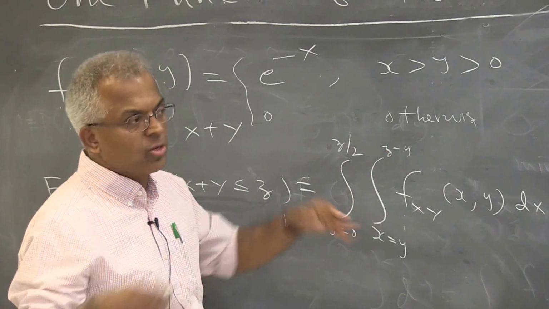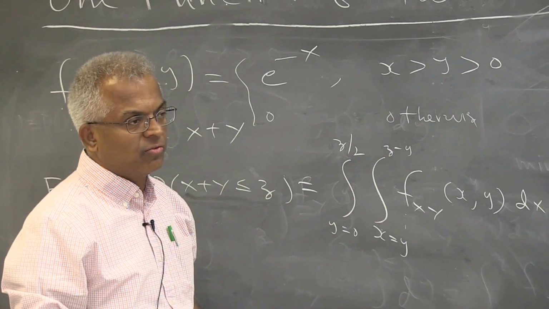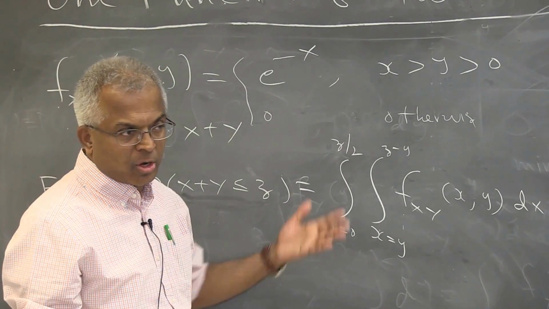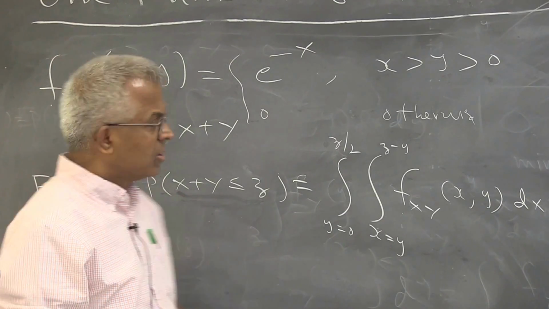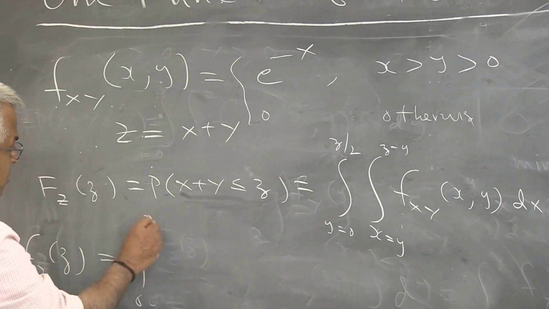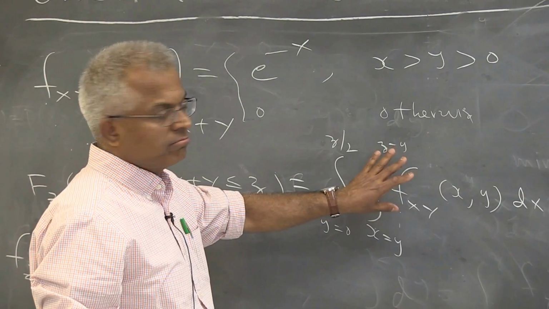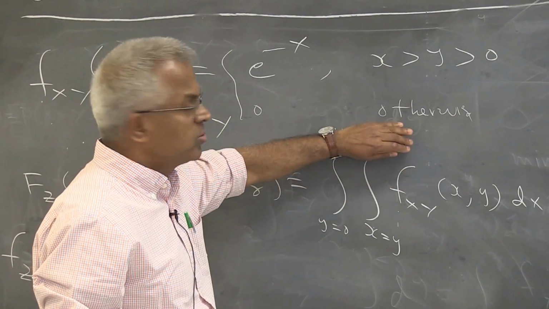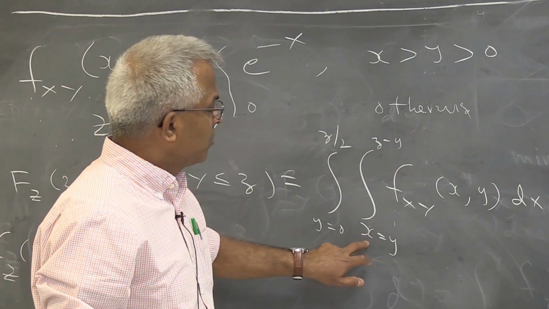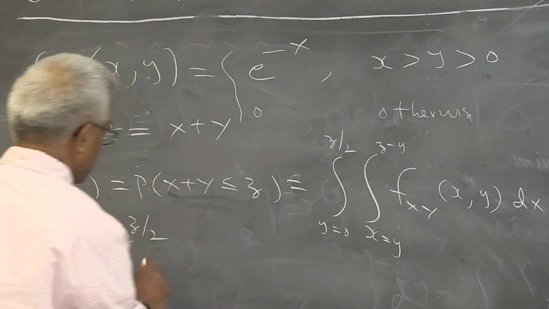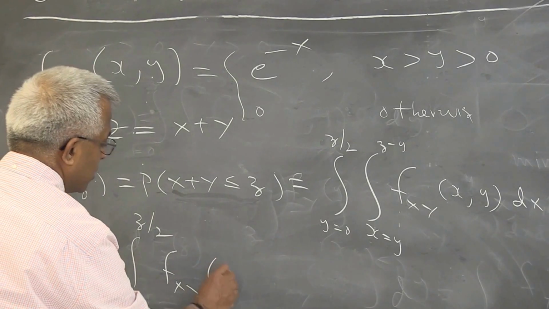Derivative of the bottom limit, so you will get used to it once you do a few problems. A derivative of the bottom limit, again no contribution because it's a constant. So this will become integral 0 to z by 2 here. Derivative with respect to z, this is 1. The variable of integration is x, so x is replaced by z minus y.